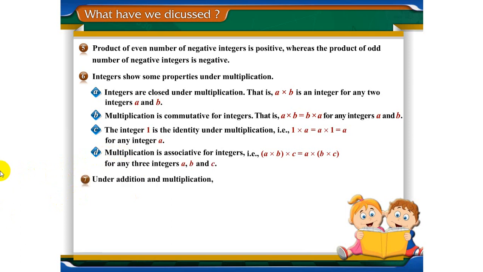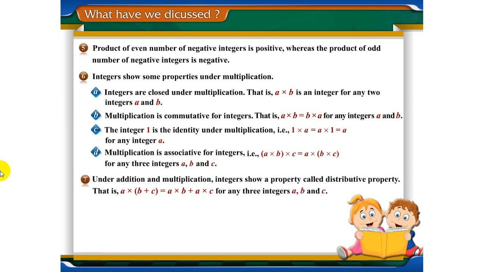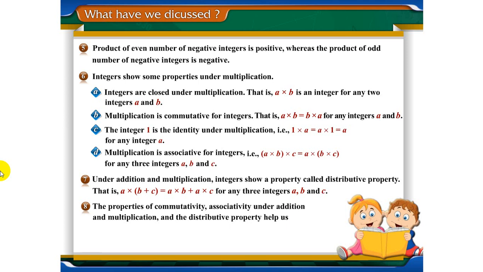7. Under addition and multiplication, integers show a property called the distributive property. That is, A multiplied by (B plus C) is equal to (A multiplied by B) plus (A multiplied by C) for any three integers A, B, and C. 8. The properties of commutativity, associativity under addition and multiplication, and the distributive property help us to make our calculations easier.